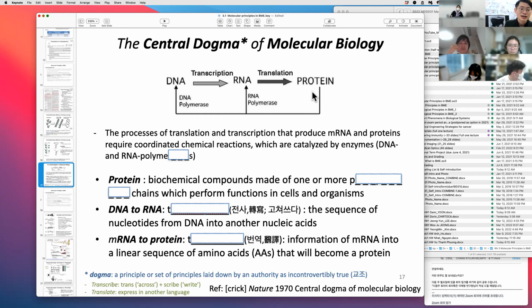For that, Francis Crick put forward the central dogma. This is a little weird because we don't use the term dogma in science; it's more like a religious term. But it's like a big guy named it a dogma, and dogma is a principle laid down by an authority as incontrovertibly true. So if you find something wrong with this, you get another Nobel Prize, right? So let's take a look at the central dogma, how we get from DNA to protein in the end.